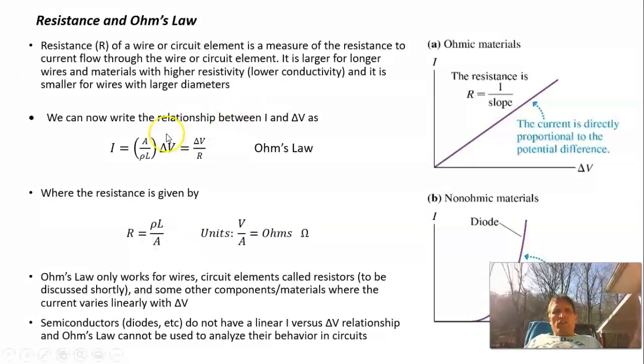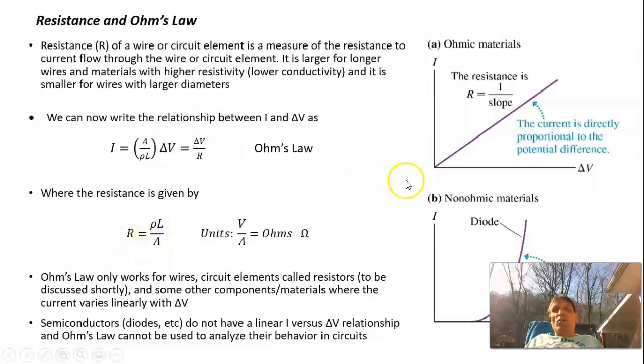So what is resistance? Well, it's just a measure of the degree to which a wire or a circuit element resists the flow of current through it. Materials that have a larger resistance resist current more, and for a given potential difference, you get less current. So if you increase the resistivity of the wire, its resistance goes up.